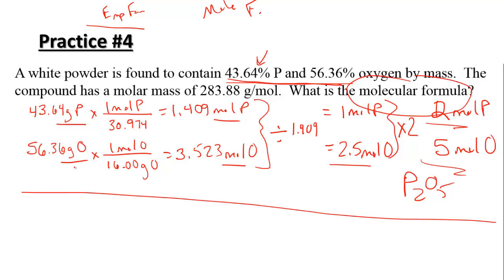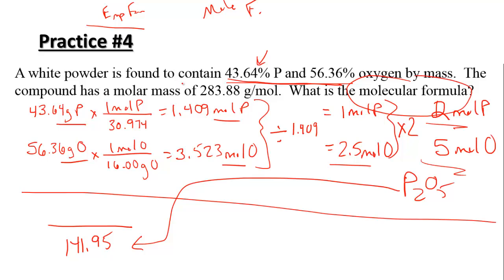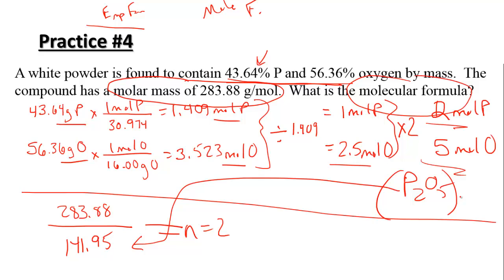So, the empirical formula P2O5, this guy has a mass of 141.95. The molar mass of the actual compound up here was this right here, 283.88. And I think you can kind of see this already. This is going to give us a multiplier of 2. So that means we're going to take P2O5 now and multiply it by 2. So the real answer here becomes P4O10.